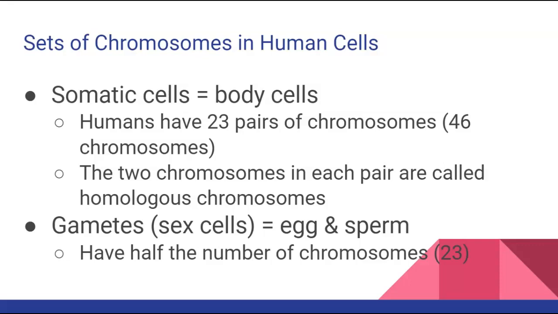The other types of cells that we have in our body are called gametes, and these are sex cells. These are like your egg and sperm, right? Biological females have eggs, biological males have sperm. These have half the number of chromosomes, so there's only 23 total chromosomes, so they're not in pairs, they're single chromosomes.